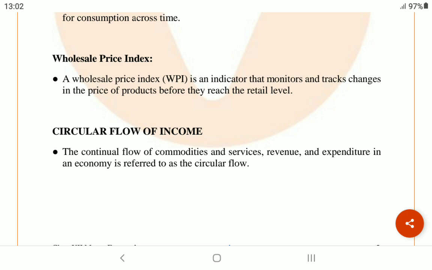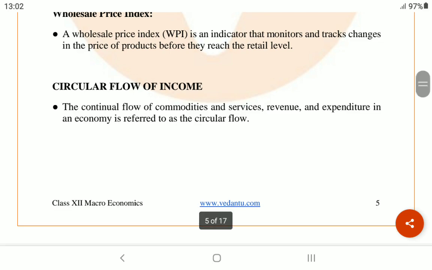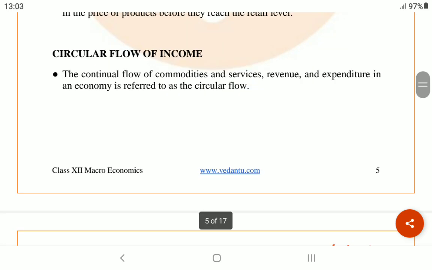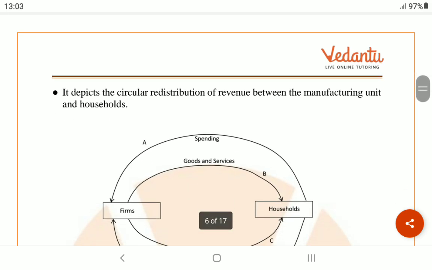Next is the circular flow of income. The continual flow of commodities and services, revenue and expenditure in an economy is referred to as circular flow. It is known as circular flow. This can also be a 1 mark question, or they can ask it for 2 marks also.